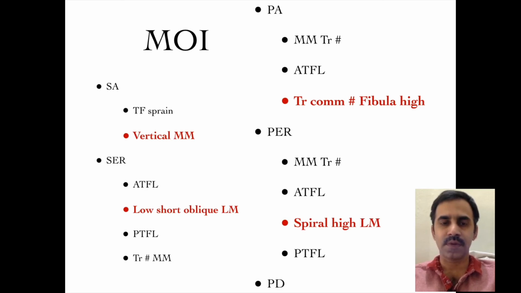If you are seeing a vertical medial malleolus fracture, let me repeat again, you can suspect supination adduction injury. Usually the fibula will be injured at a lower level in case of a supination injury. In case of a pronation injury, the fibular injury will be high. If it is transverse, it will be a pronation abduction injury. If it is a spiral fracture of the high fibula, then it is a pronation external rotation injury.